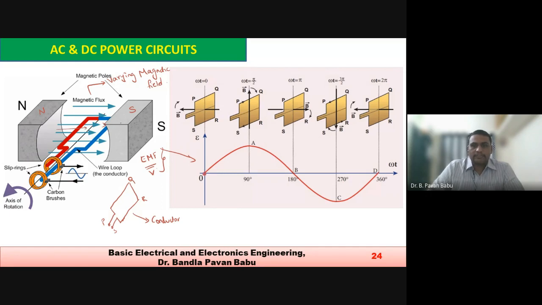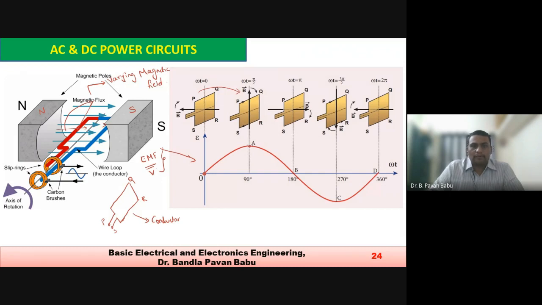Then what about the next position? It will be 90 degrees. Now it has been shifted to C; earlier it was PQ to RS. Now the direction comes to this direction, and it will be perpendicular. The red color will be in this position, so the magnitude will be maximum. It is going to deflect maximum.